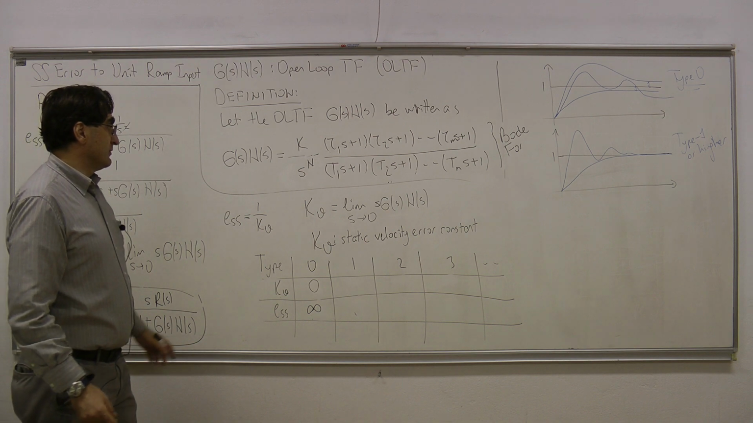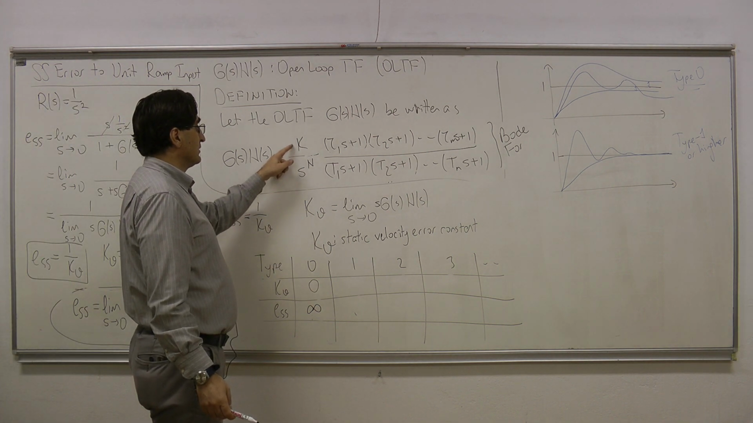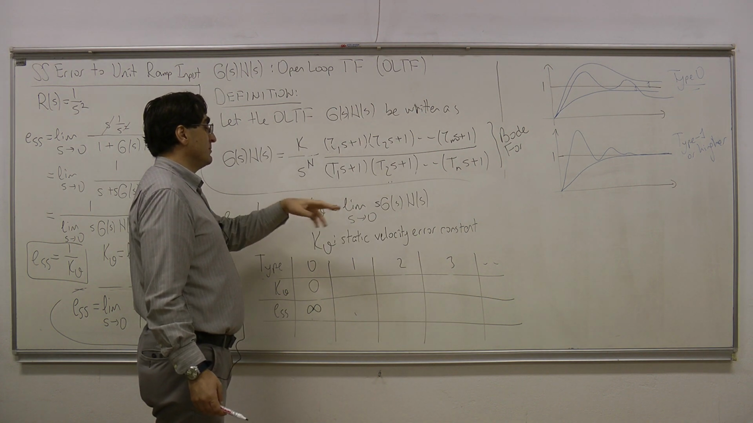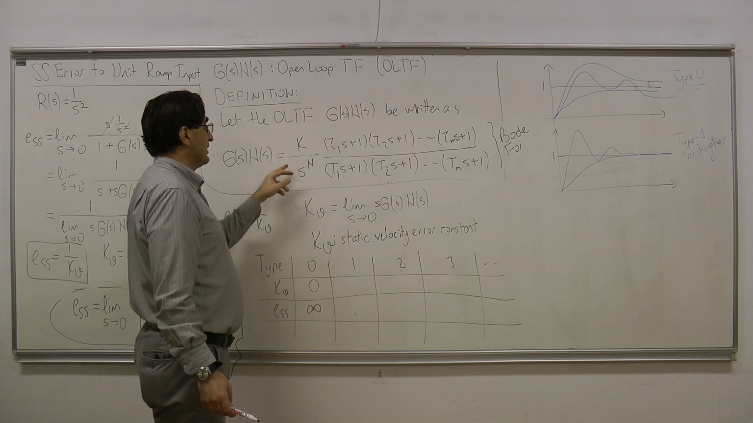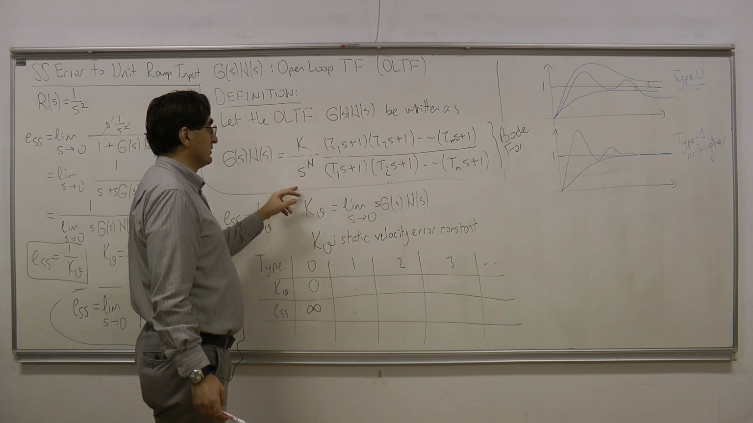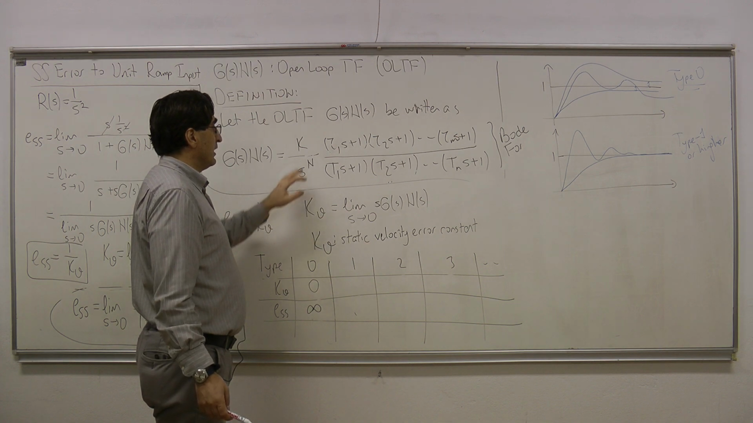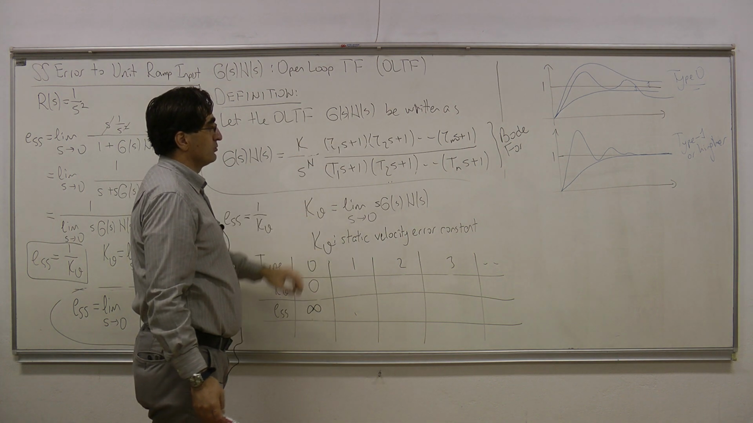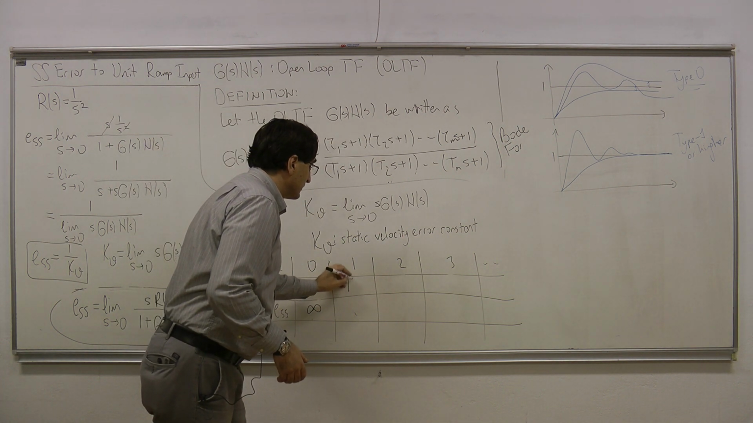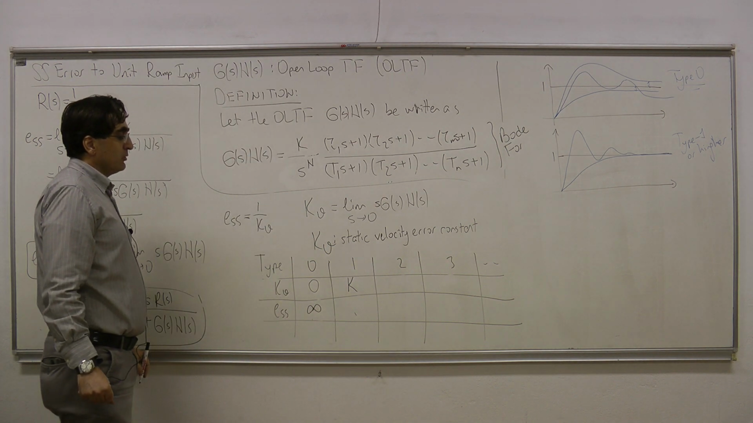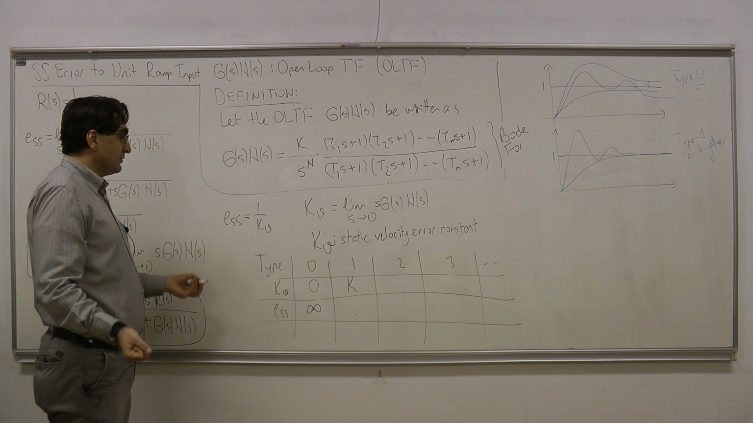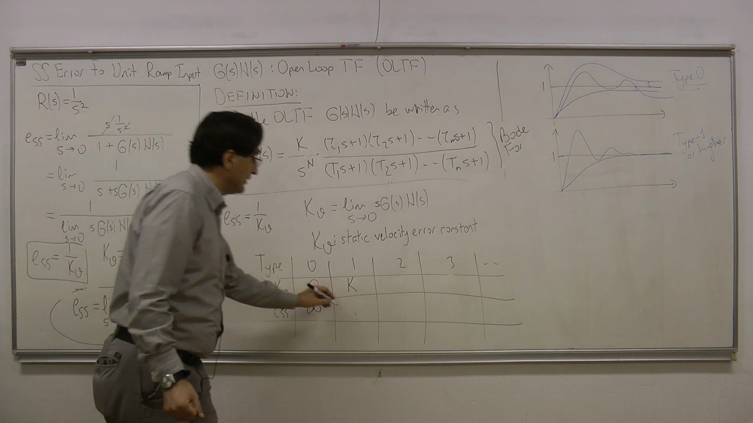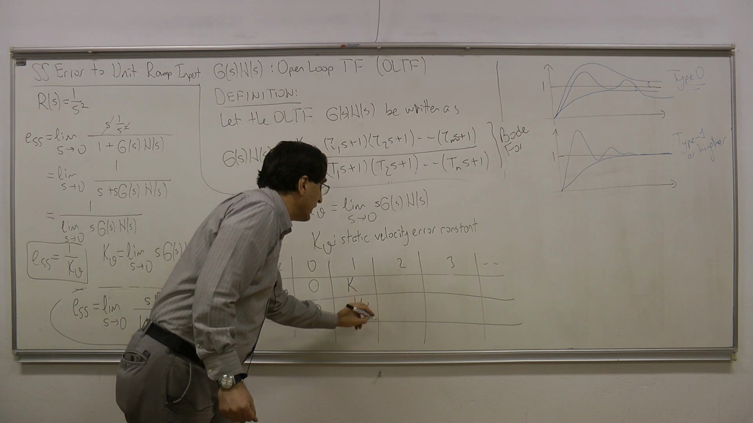What about a type 1 system? For a type 1 system, I have here k over s and these terms. Multiply this with s, take the limit as s goes to 0. When I do the multiplication with s, that s is going to cancel this s and is equal to 1 here. And I would have just k and these terms. Take the limit of this thing as s goes to 0, it's going to be k. For a type 1 system, I have kv equals to k. And what is the steady state error to unit ramp input? It is going to be 1 over kv, so it's going to be just 1 over k. Okay?